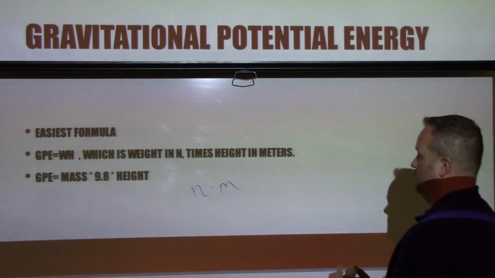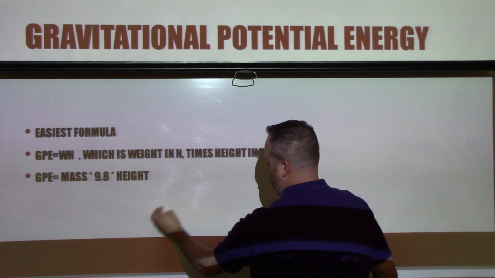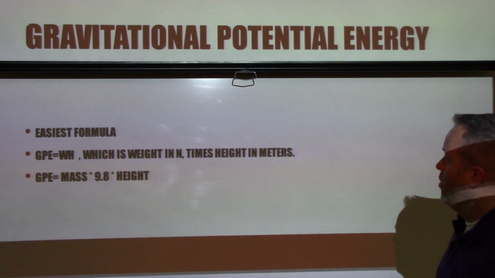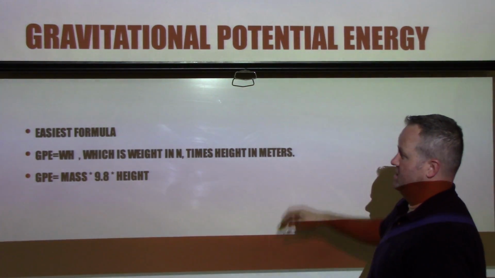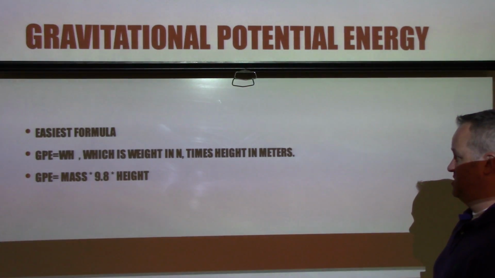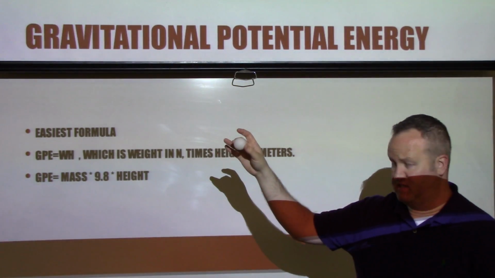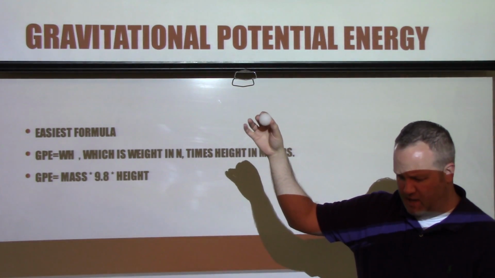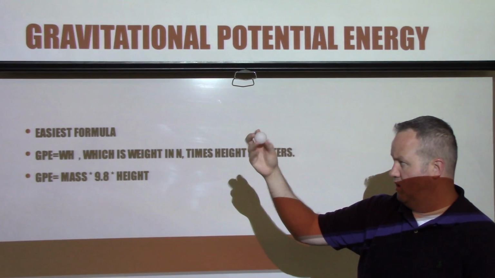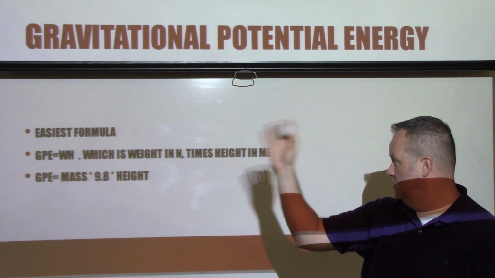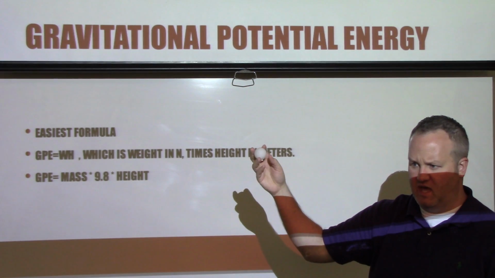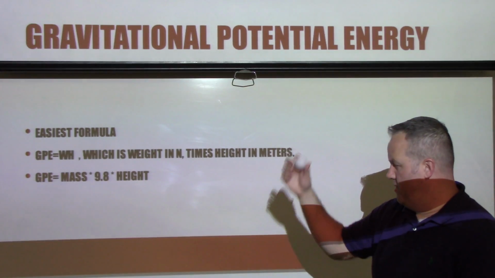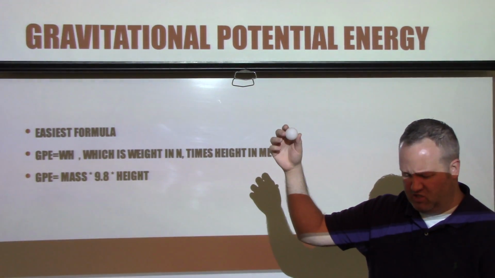So the first formula, and probably the easiest, although there's a little bit of a challenge to it, and I'll talk about it in just a second, is gravitational potential energy. Gravitational potential energy is when I have this object. What I would do is multiply its weight times its height. It's a ping pong ball, so it has a very small weight, probably 0.002 newtons. Then I multiply it by its height, which is just over a meter.